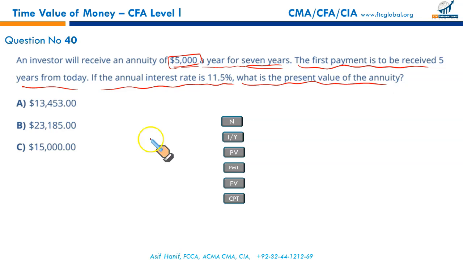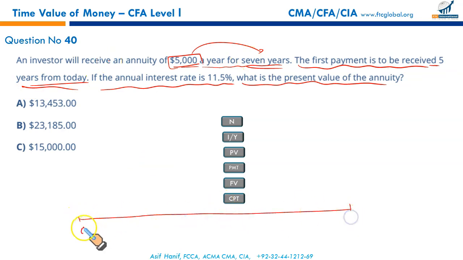Now, since we are talking about periodic payments for 7 years, with the first payment to be received 5 years from today, we start from year 0: 0, 1, 2, 3, 4, 5, and onwards, 6, 7, 8, 9, 10, 11, 12. We are not yet sure whether it will be 11 or 12. Let us read the information again.